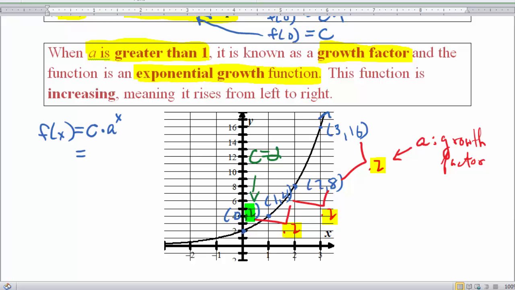And in this case, c is 2, and a is also 2. So it's 2 times 2 to the x. That would be our function.